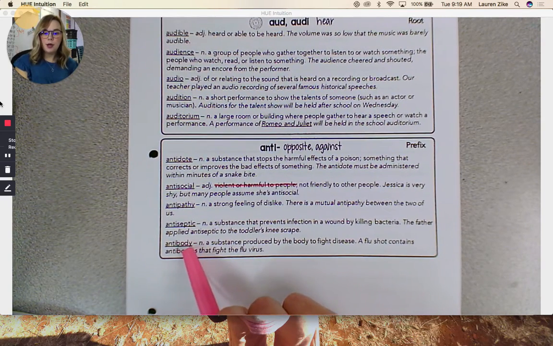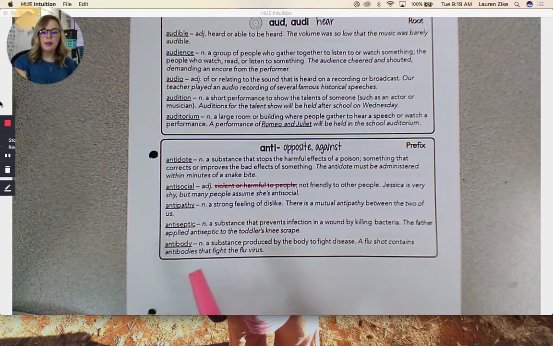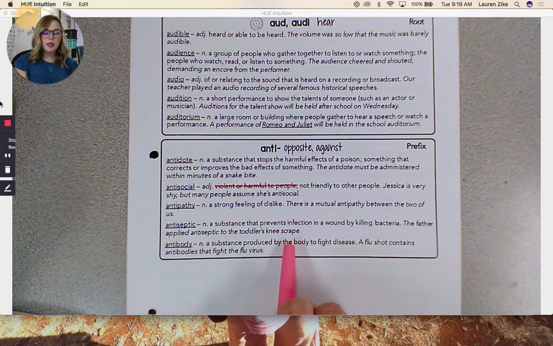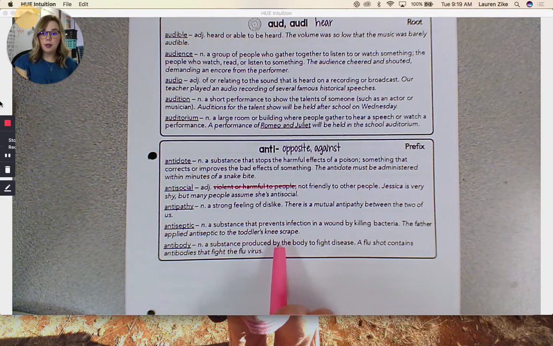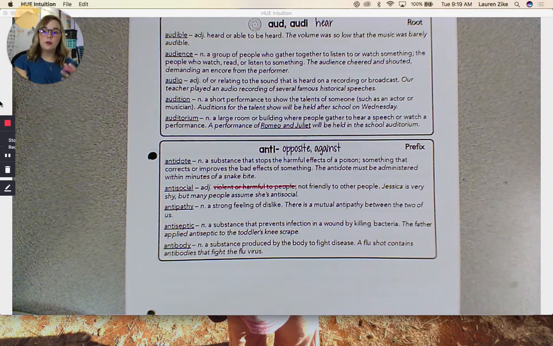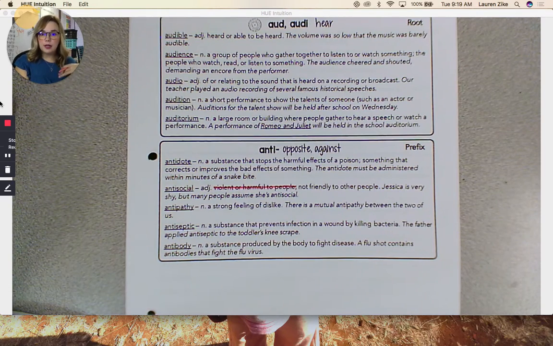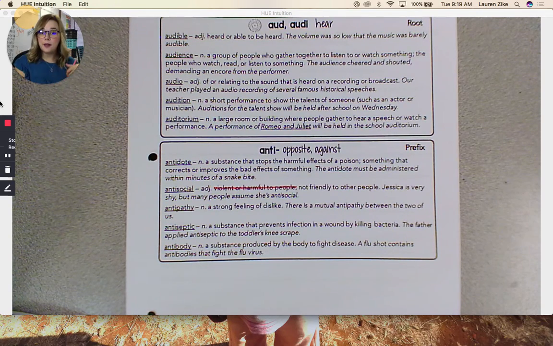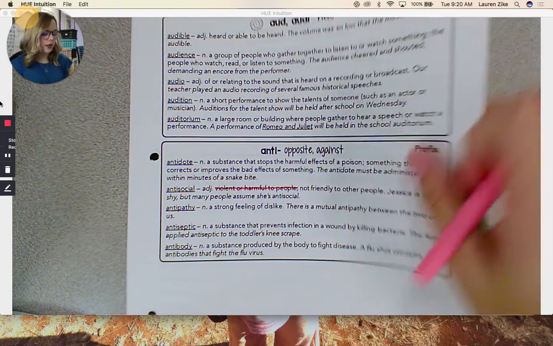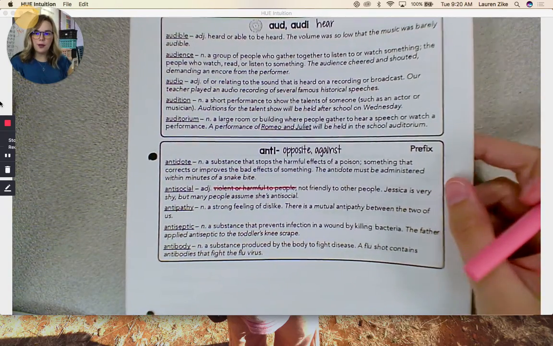And antibody. Antibody is a noun, and it's a substance produced by the body to fight a disease. So like a flu shot has antibodies, or when you have a cold, you have antibodies inside of your body that fight that disease. So those are all of our words for this week. So make sure that you keep this nearby while you're working.